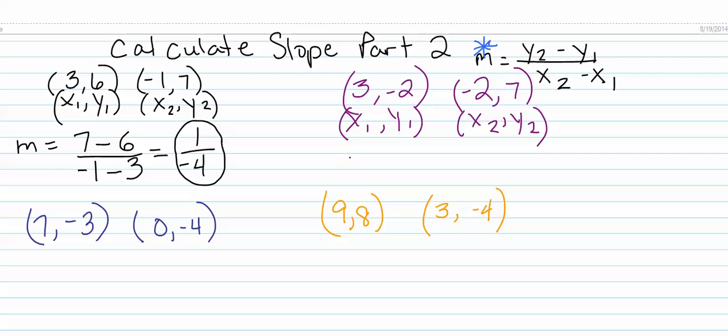So we're starting with y2, which is a 7, minus y1, which is a negative 2. And then for the denominator, the x's, we're going to start with our negative 2 because that's x2, minus x1, which is a 3. Now I know up here you might notice I've got 2 minus signs together. The first minus sign comes from the subtraction sign in the formula. The second minus sign comes from the negative sign in front of the y value of that ordered pair.